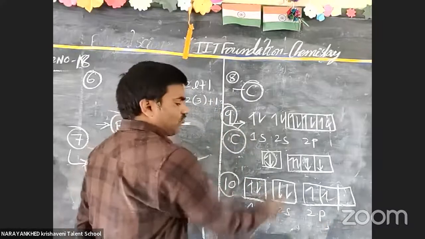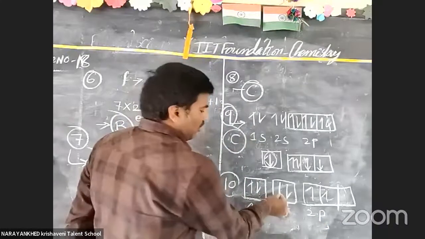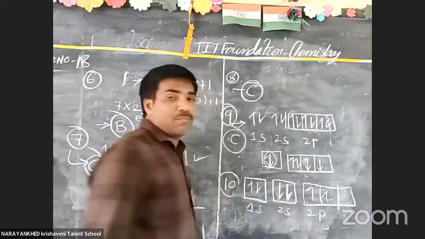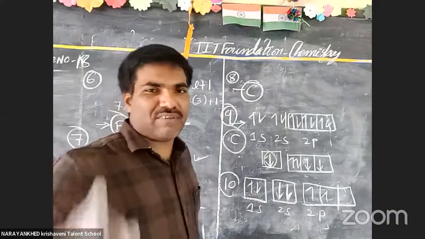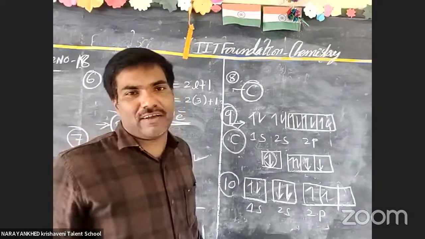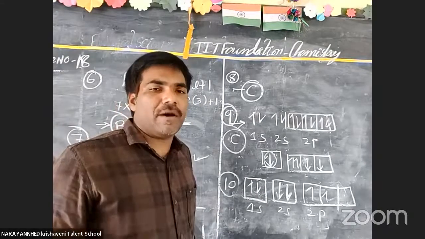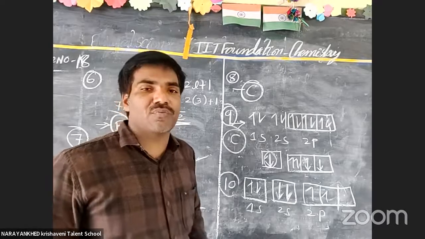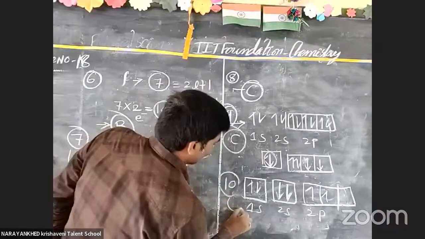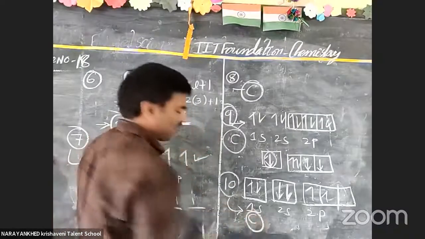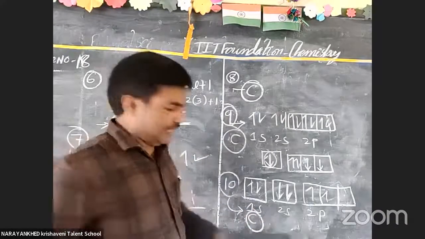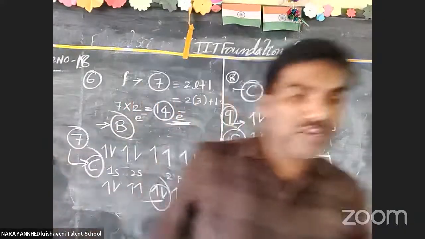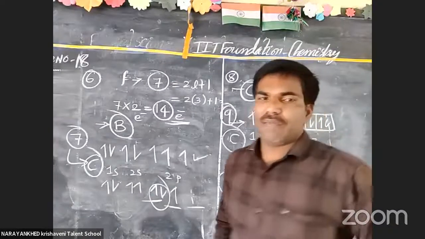There are 2 electrons here. These 2 electrons are in the clockwise direction, anti-clockwise direction only. It is impossible. It is compulsory that one is clockwise and another is anti-clockwise. That is called the Pauli exclusion principle. The 10th question is the Pauli exclusion principle. The 10th answer is C. Sorry, B. B, Pauli exclusion principle.